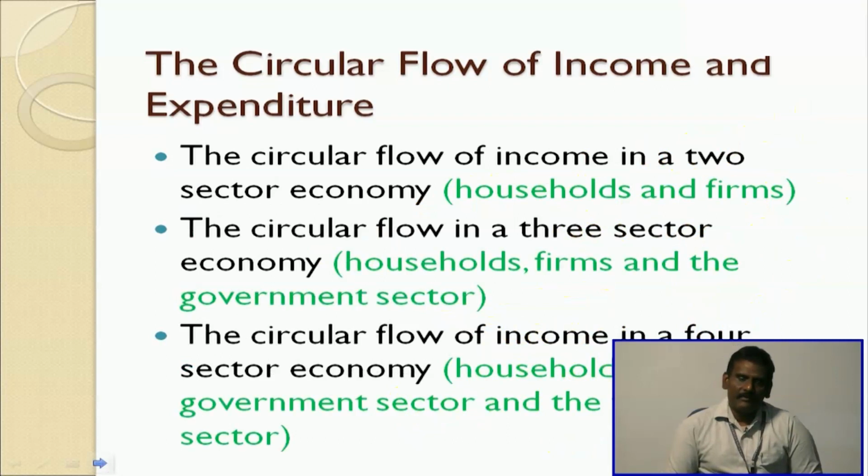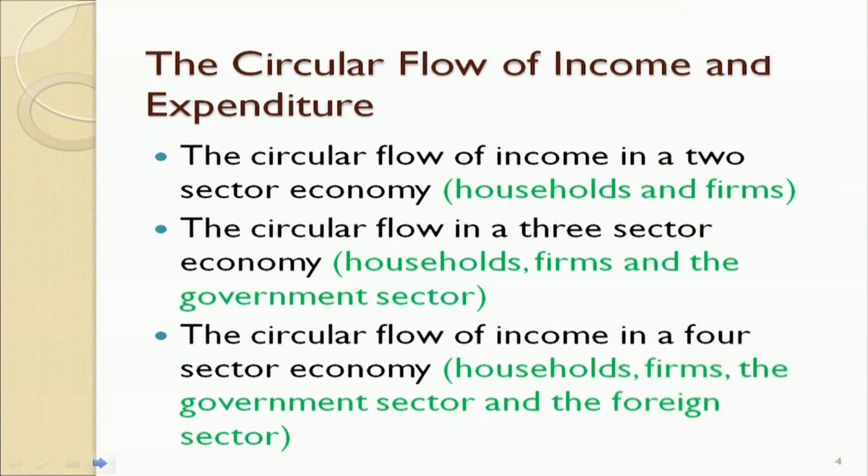And the circular flow of income, we divide into 3 major categories. First one, the circular flow of income in a two sector economy, classified as household and firms. Then the circular flow of income calculated in a three sector economy: household, firms and the government sector. The government sector is included here. Next, the circular flow of income in a four sector economy: household, firm, the government and the foreign sector for export and import activities. We will calculate for this.